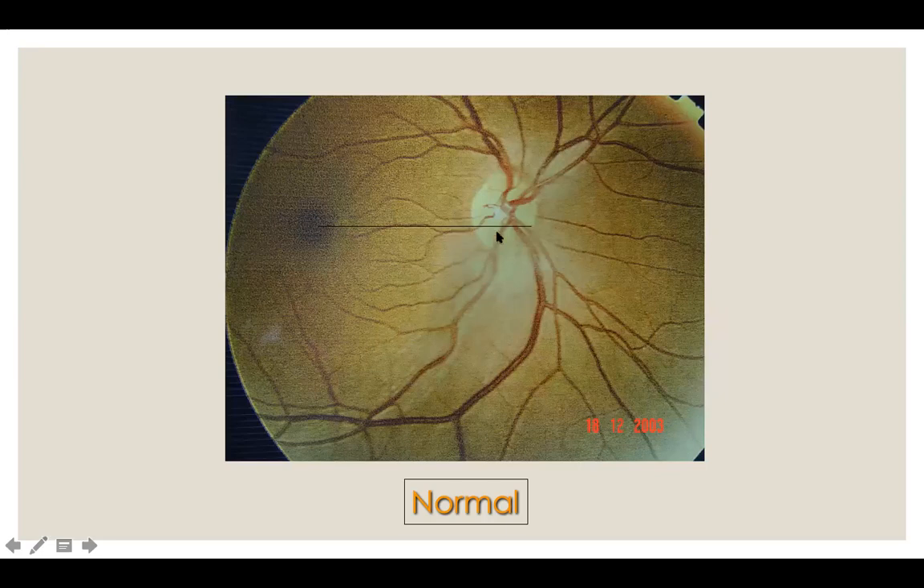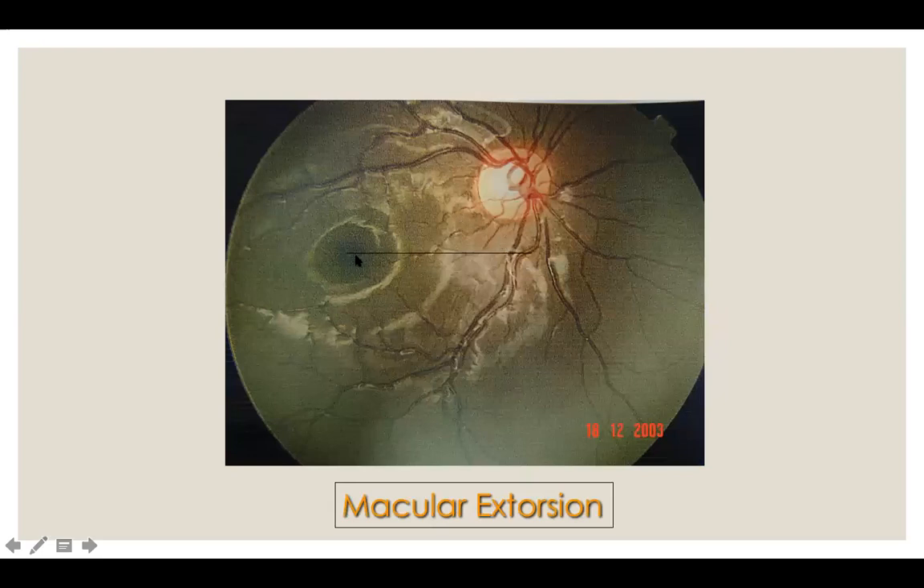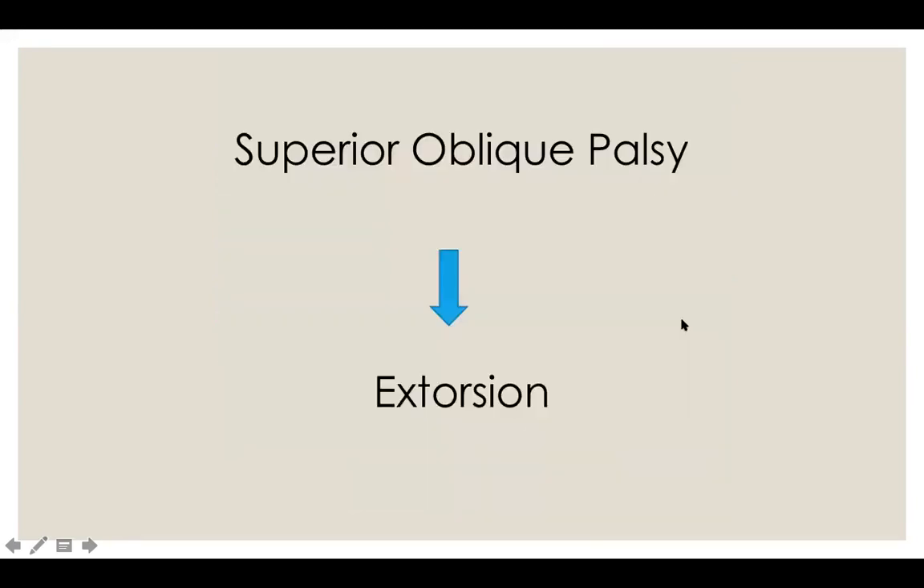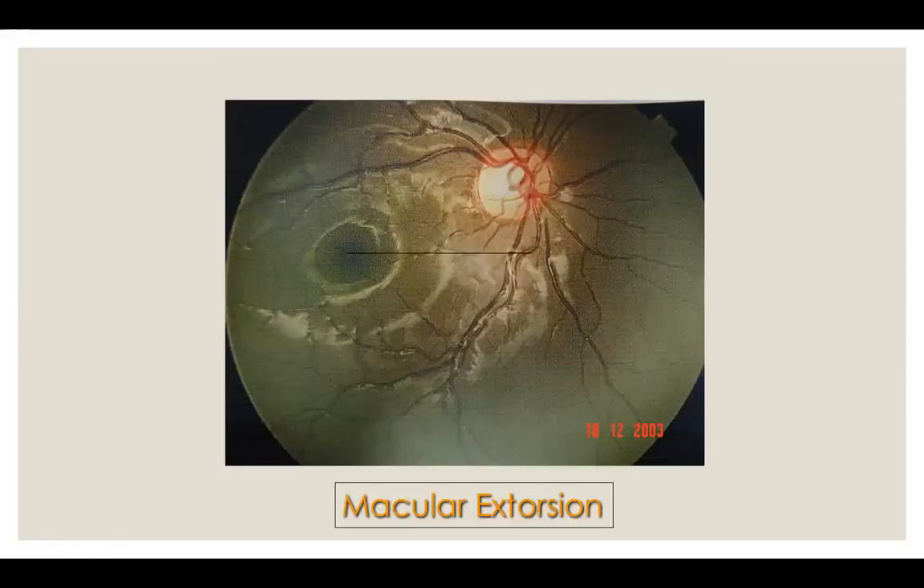The fovea lies at the junction of the upper two-thirds and the lower third of the disc, which is normal. In macular extorsion, the fovea lies below the disc. And in macular intorsion, in this picture, the fovea lies above the middle of the optic disc. Superior oblique palsy causes extorsion because the superior oblique is an intortor. And so we see macular extorsion in superior oblique palsy.